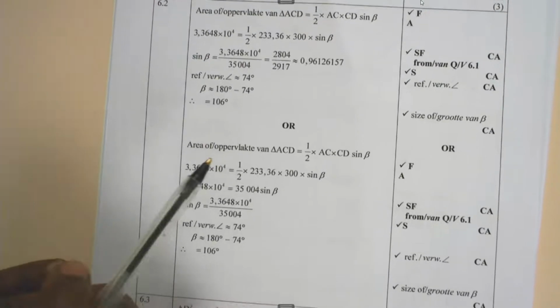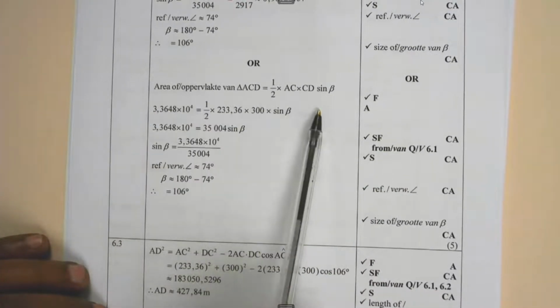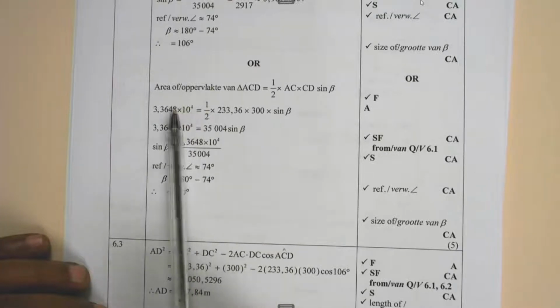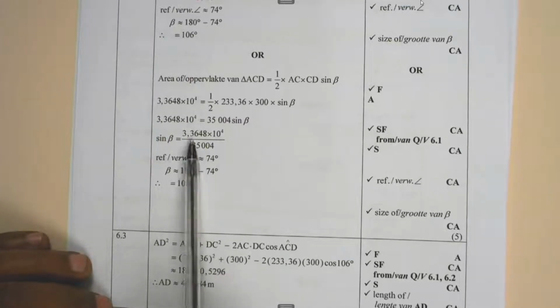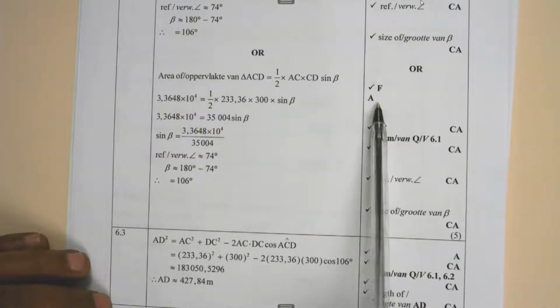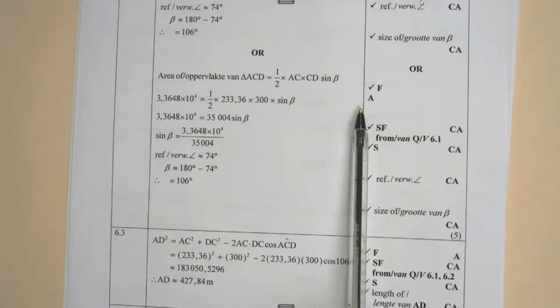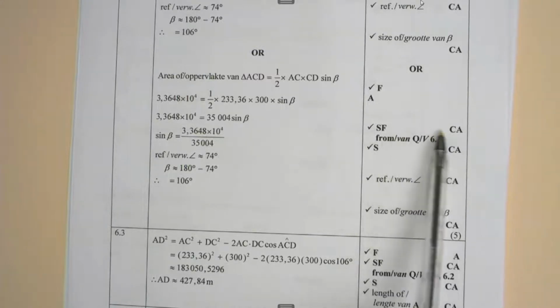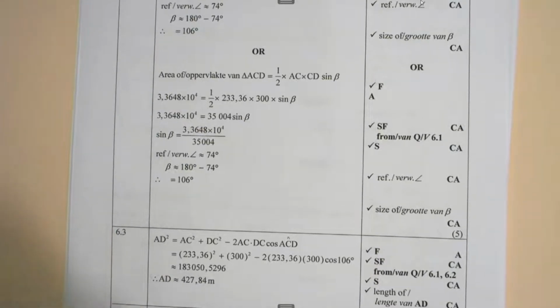Another alternative provided, colleagues, is that the area is given here. And then learners may decide immediately to make sine beta the subject of the formula here. And the answer will still be the same. So as we can see, please, as we mark, we follow the guideline. If it's A, it means it's an accuracy mark for the formula. And then CA for the substitution into the correct formula. And then we can apply CA there. And then the answer would still be 106 degrees.